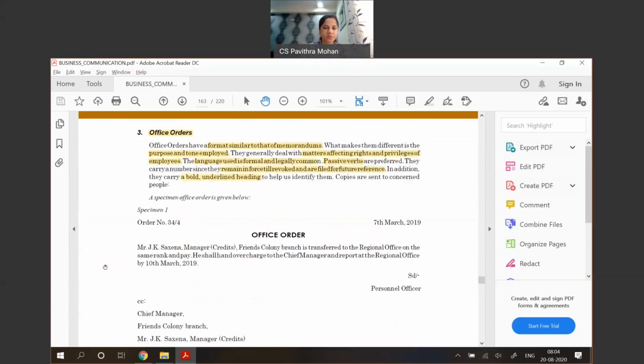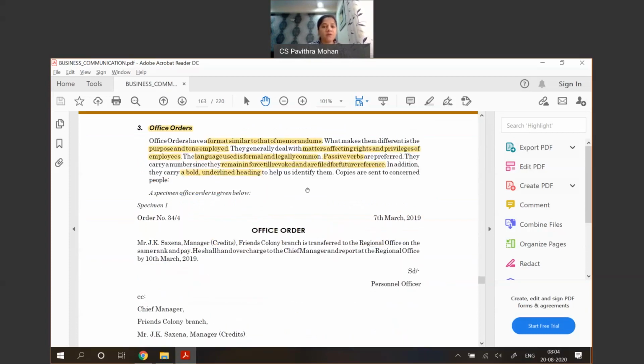office orders. So what happens with office orders? Office orders are similar to memorandums. Here, the purpose and tone employed will be slightly different. What matters is the rights and privileges of the employees, and the language is generally formal and legal. Here we use a little passive voice, and they remain in force till revoked or are filed for future reference. Most of the time, certain instructions are provided to a group of people. This office order will be put up on the notice board until it is effective.